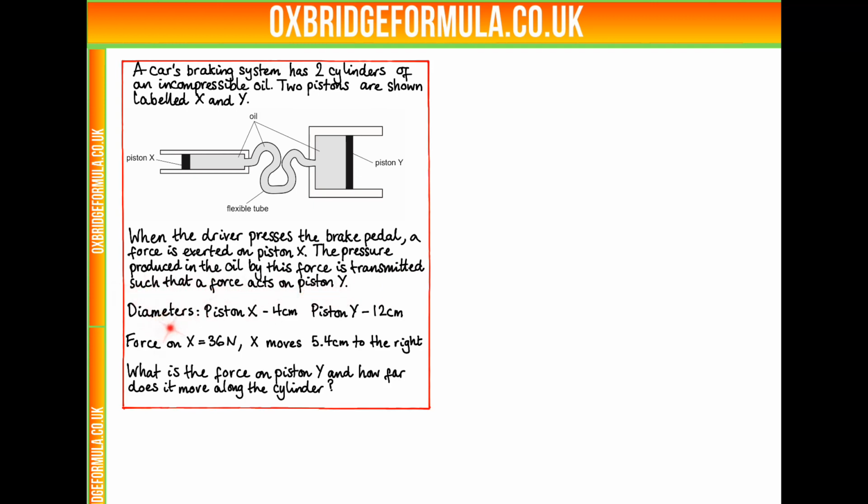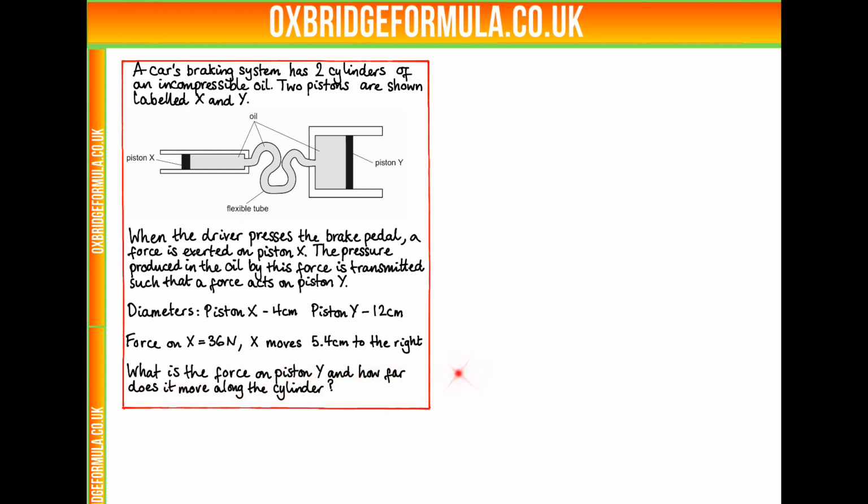The diameters are, for piston X, 4 cm and piston Y, 12 cm. The force on X is 36 newtons. X moves 5.4 cm to the right. What is the force on piston Y, and how far does it move along the cylinder?